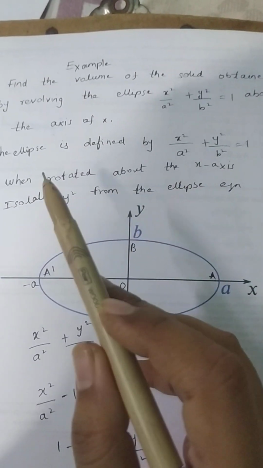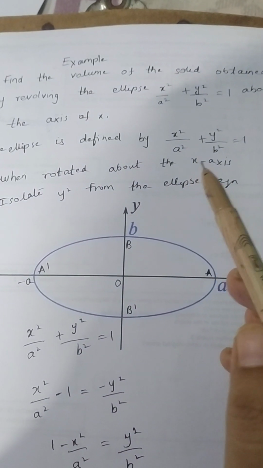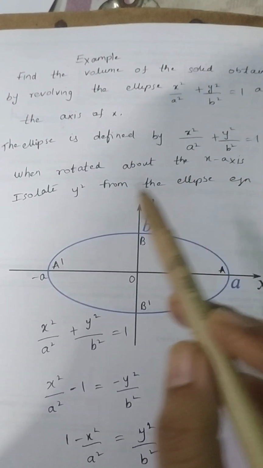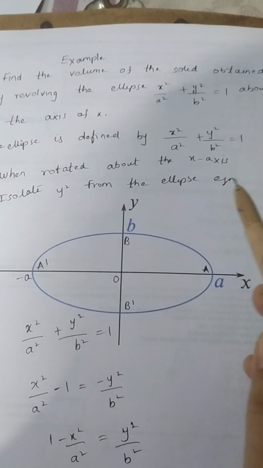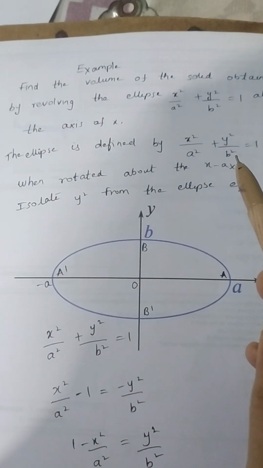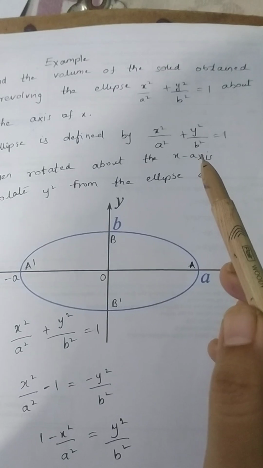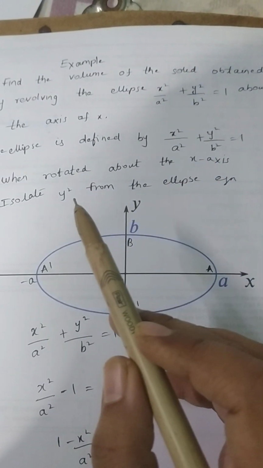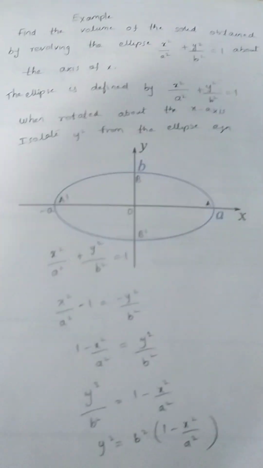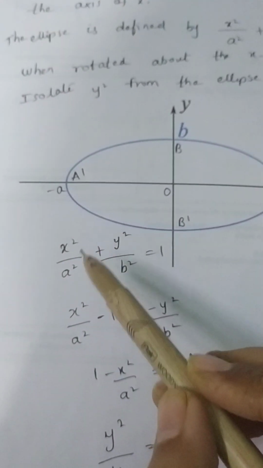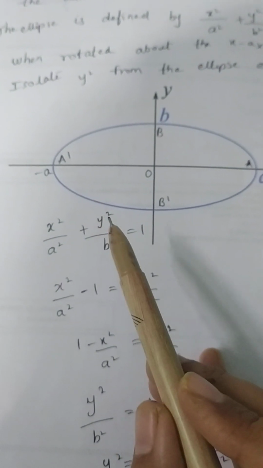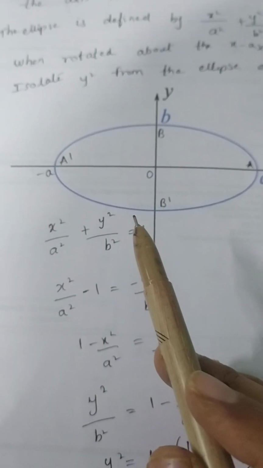When the ellipse defined by x square by a square plus y square by b square is equal to 1 is rotated about the x-axis, first step to find the volume of the solid: isolate y square from the ellipse equation. So the equation of the ellipse is x square by a square plus y square by b square is equal to 1. Now you have to isolate, means you have to separate.